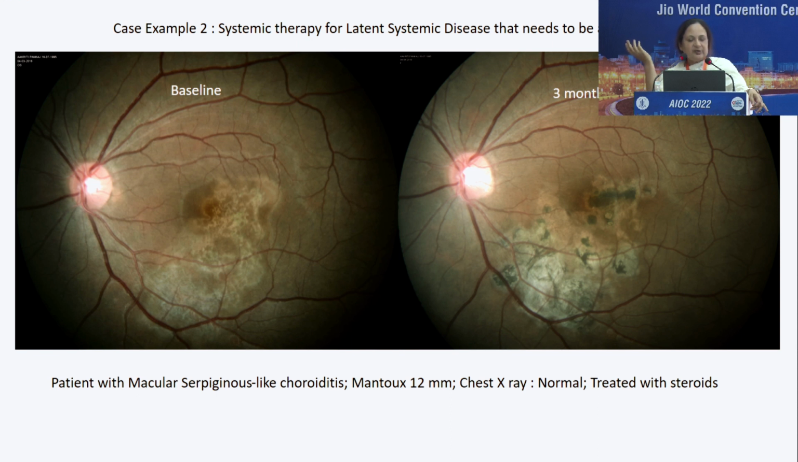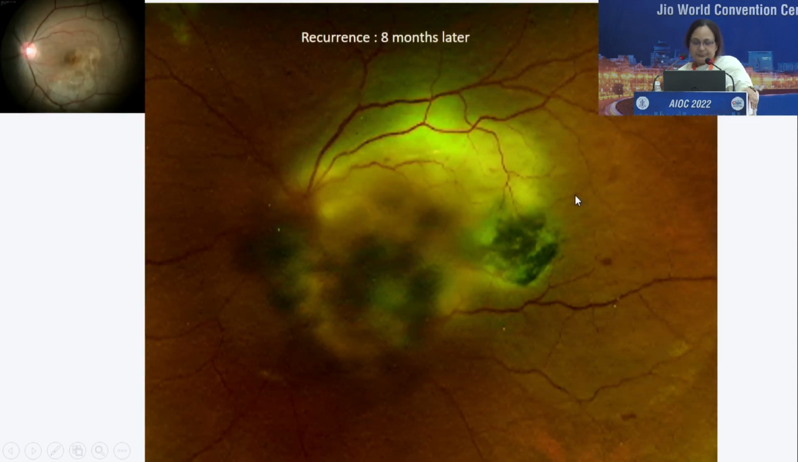So this becomes the second scenario, where you treat systemic disease with systemic therapy, which needs to be addressed. And serpiginous-like choroiditis is a prime example. Now you see, this is a patient seen elsewhere, with serpiginous-like choroiditis. Duration was 12 months. Anti-TB treatment was not given, X-ray was normal. He was treated with steroids and he did respond. You can see the healing here. And this picture is taken 3 months later.